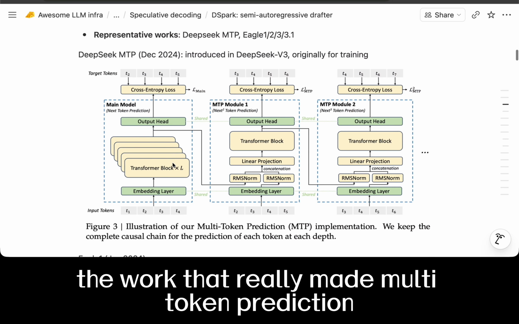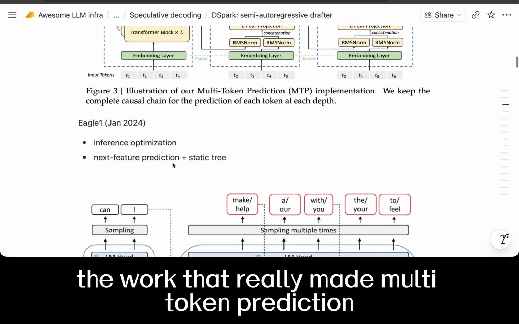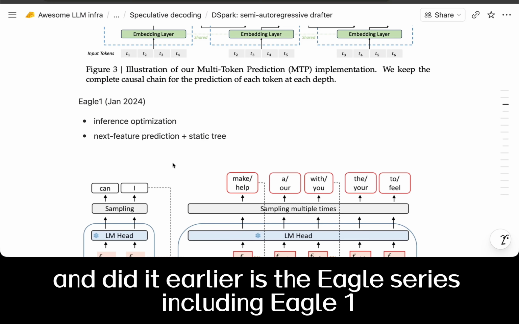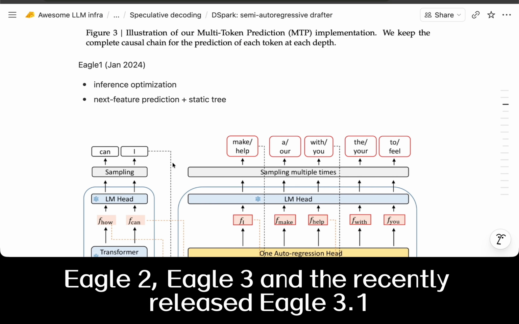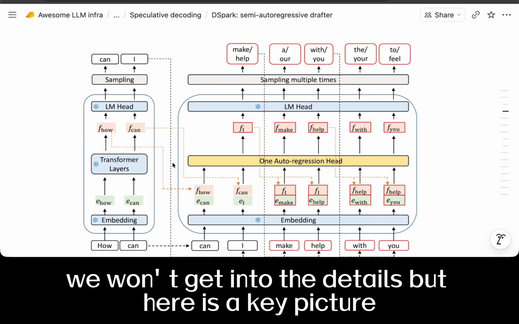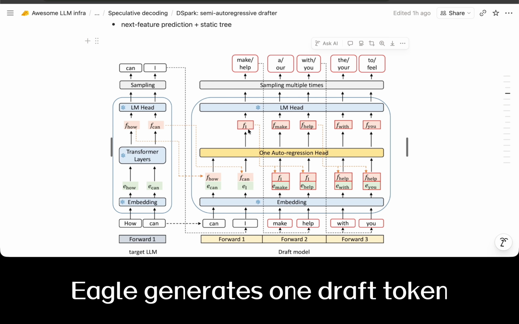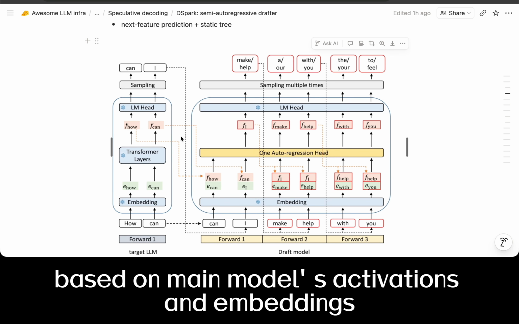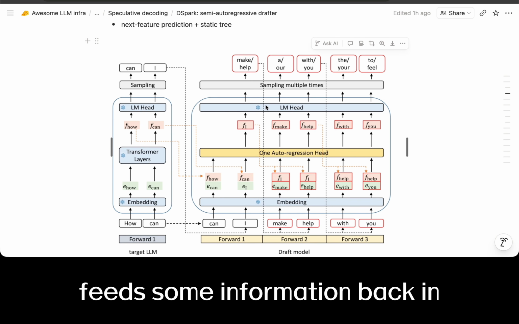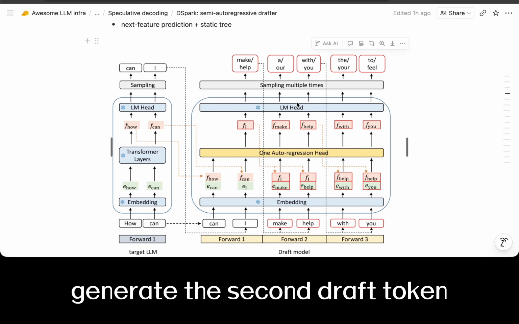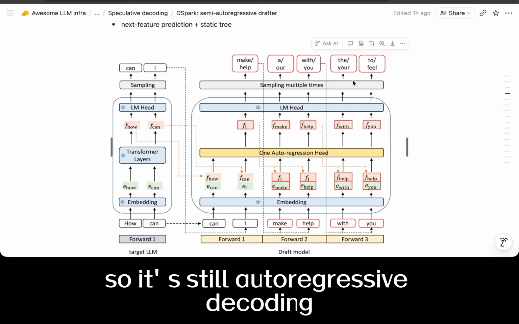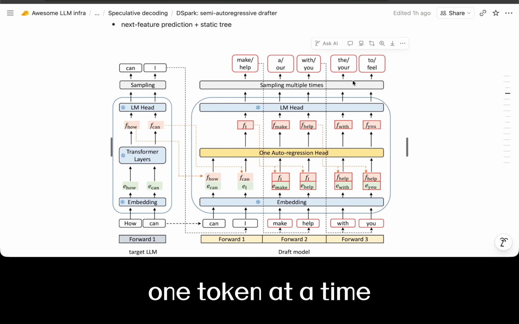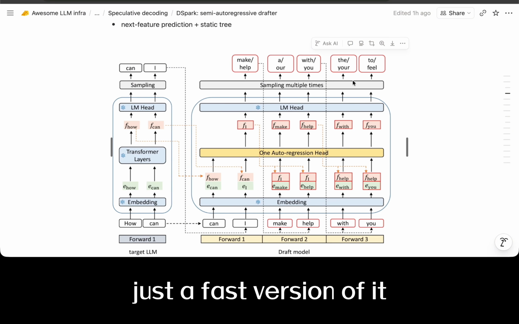On the other hand, the work that really made multi-token prediction about inference speed and did it earlier is the Eagle series, including Eagle 1, Eagle 2, Eagle 3, and the recently released Eagle 3.1. We won't get into the details, but here is a key picture. Eagle generates one draft token based on the main model's activations and embeddings, feeds some information back in, generates the second draft token, feeds it back in again, and generates the third. So it's still autoregressive decoding, one token at a time. Just a fast version of it.